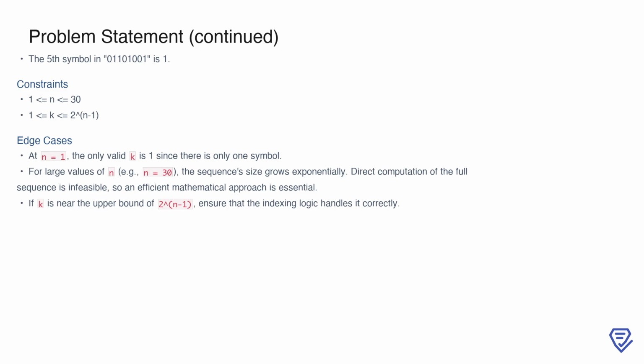It's important to note the constraints of this problem. The value of n can go up to 30, which means the sequence grows exponentially, making it impractical to generate the full sequence for large values of n. This is why an efficient mathematical approach is necessary to solve the problem. Additionally, edge cases such as n being 1, where there's only one symbol, or k being close to 2 raised to the power of n-1, require careful handling to ensure correct indexing and logic.